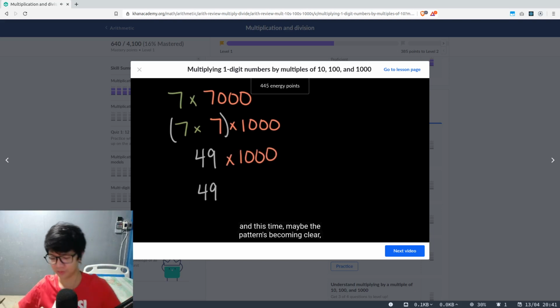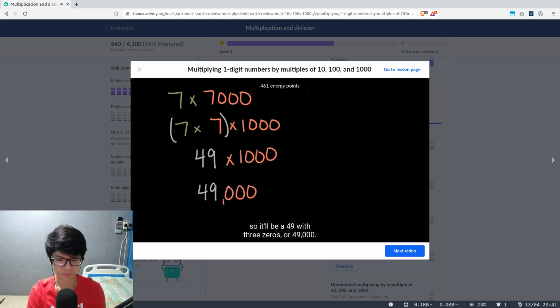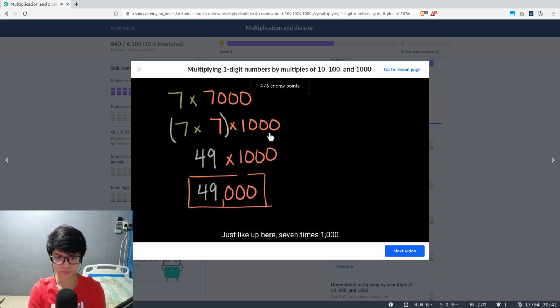And this time, maybe the pattern's becoming clear. We're going to have 3 zeros on the end. So it'll be a 49 with 3 zeros, or 49,000. Just like up here, 7 times 1,000 was a 7 with 3 zeros. 49 times 1,000 is a 49 with 3 zeros, or 49,000.